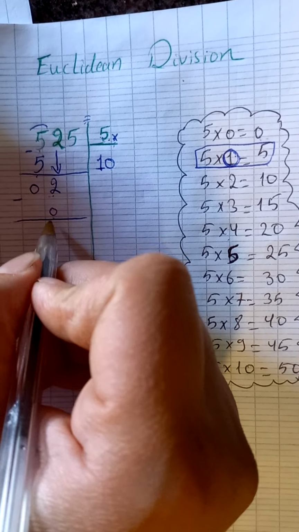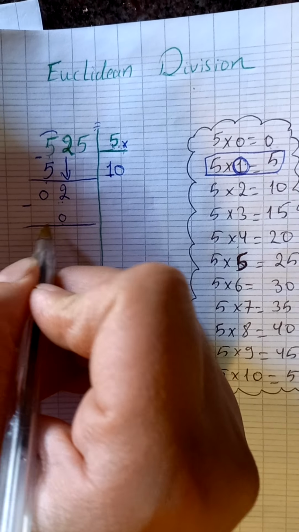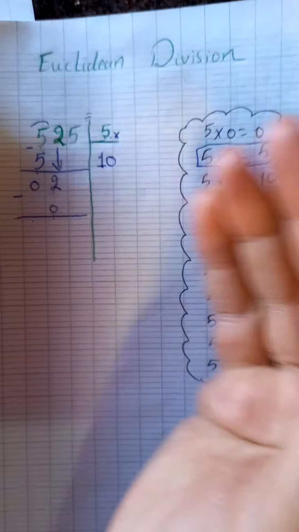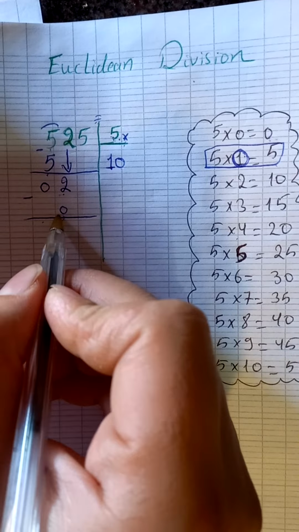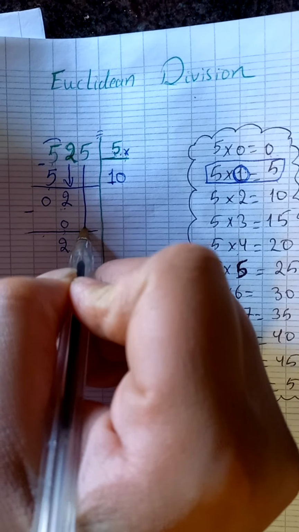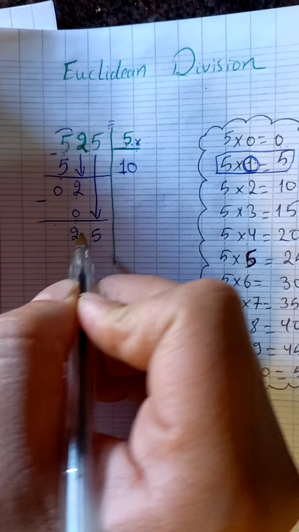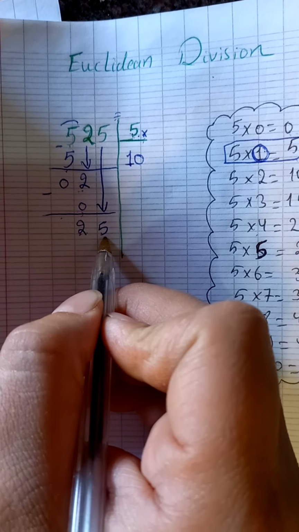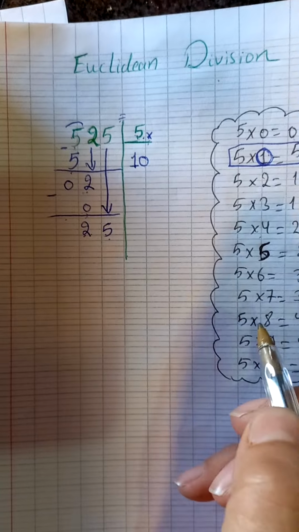0 is under 2 here, and not under 0, under 2. We subtract from the right. 2 minus 0 is 2. Now we will drop down the 5. We get 25, which is greater than 5.